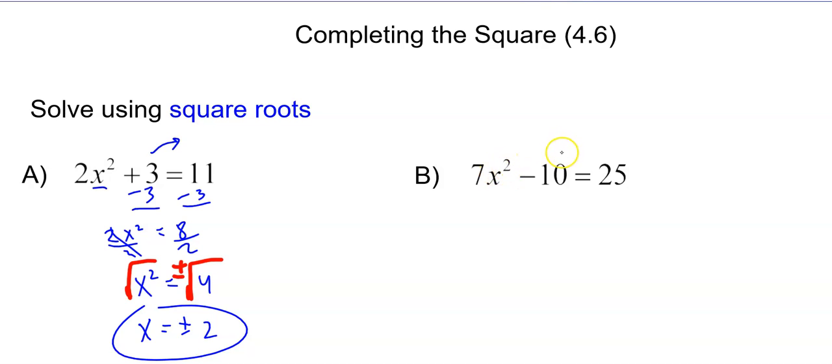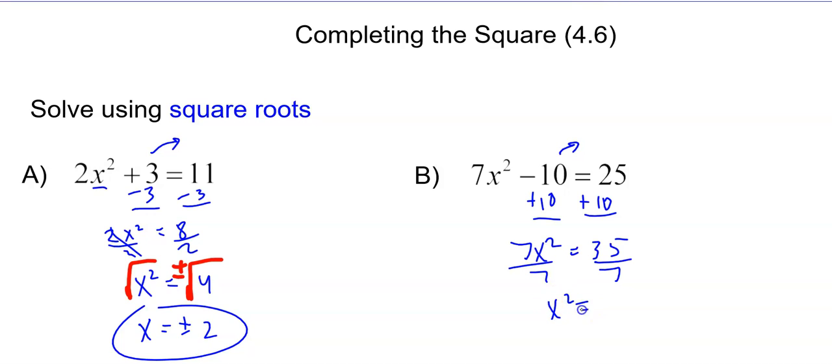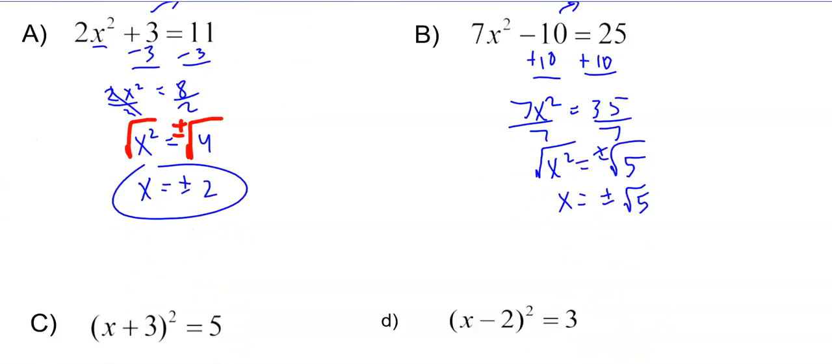Here, same thing. You want to isolate that, so add 10 to both sides. Let's get 7x squared equals 35. Divide by 7. Get x squared equals 5. This is a little different just because it's not a nice perfect square over there. Take the square root of both sides. Don't forget plus or minus. You get x equals plus or minus square root of 5. And that doesn't really simplify there.